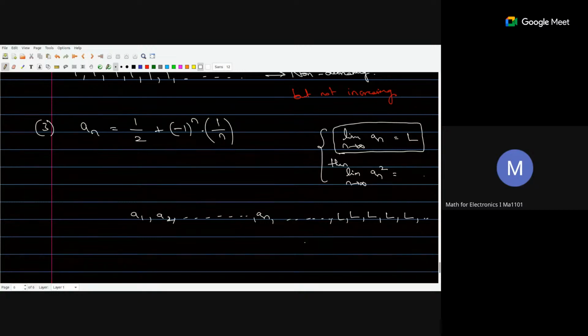So if this is the sequence for an, how will the sequence of an square look? a1 square, a2 square, and so on, an square, and so on. After some time, even that an goes to some constant L, right? That is what this says. So if that is the case, this will go to L square, L square, L square, and so on. Right? Yeah, understood.